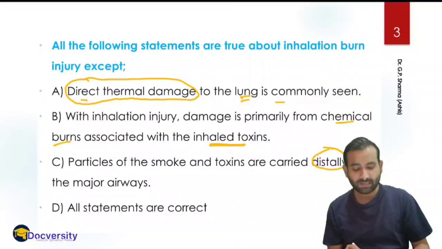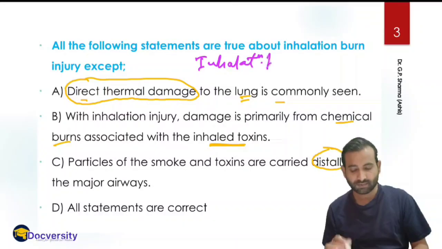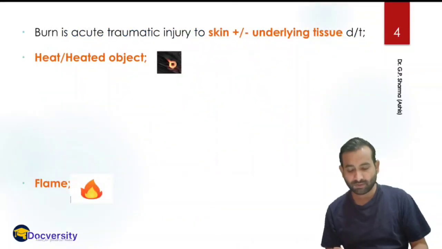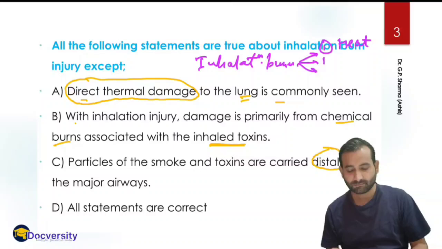If we have an inhalation burn, we have three mechanisms of injury. Number one is the direct heat. The second mechanism is the smoke particles or burn particles. The third one is the poisonous effect, like carbon monoxide, CO, or maybe hydrogen cyanide.